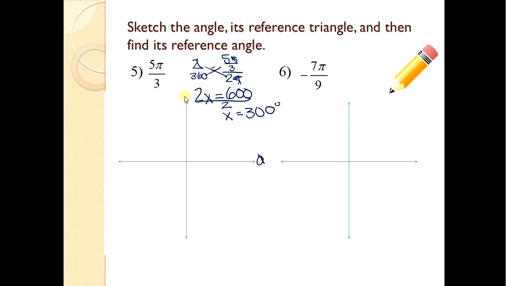Now I can label my sides here. 300 is pretty close to 270. Drop my perpendicular down. What would be my reference angle right here? How many degrees between 300 and 360? 60 degrees. So that would be my reference angle of 60 degrees. Finding that reference angle is very important coming up, so please be able to find it. Let's convert this guy. I'm going to have x over 360 equals negative 7 pi over 9 divided by 2 pi. Pi's cancel off, so I can go negative 7/9 times 360.